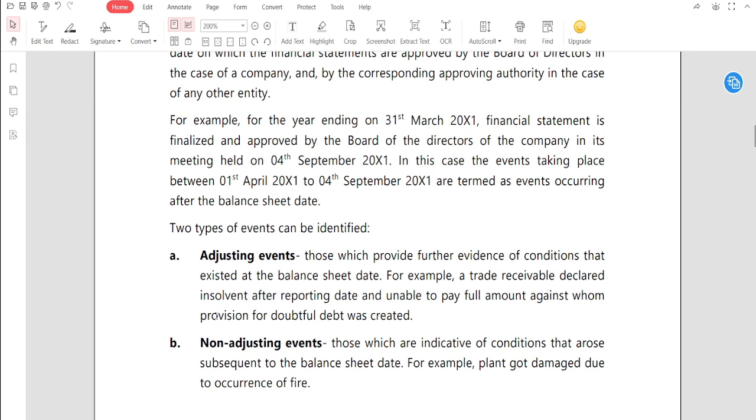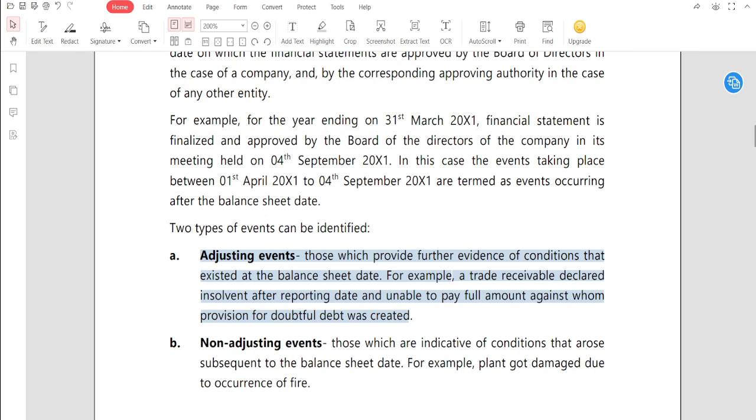So this is the event where you can adjust the loss against the provision. This is the event of adjusting, where the provision you made in your books, you can adjust against the loss happening due to non-payment by the Kenya party. This is called the adjusting event. Guys, is it clear? Do you understand it completely? I will dictate the notes shortly. That is what I am giving you in the snapshots.